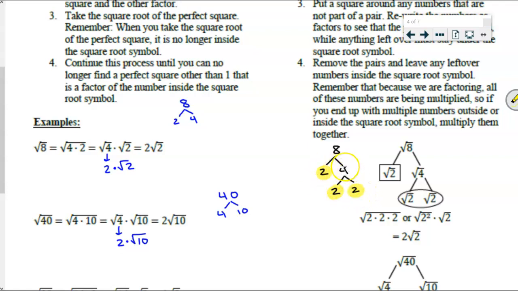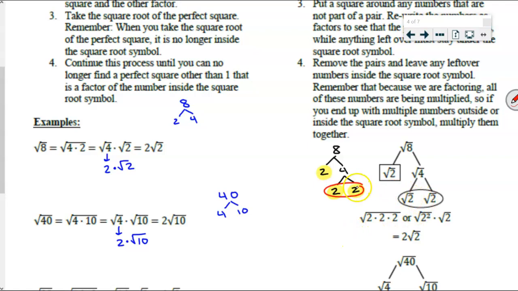Like the 4 is already broken up into 2 and 2. So I'm focusing on the 2 and the 2, not the 4. So do we see any pairs? Yes, we see a pair of 2s, and that's why they've circled that pair of 2s here. They're keeping everything in the radical. I am not.